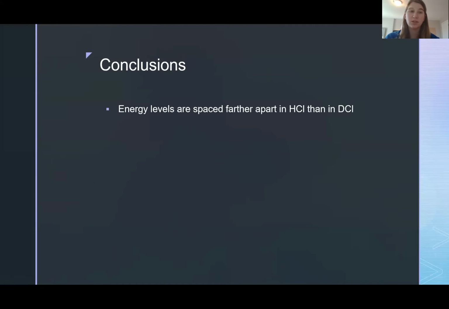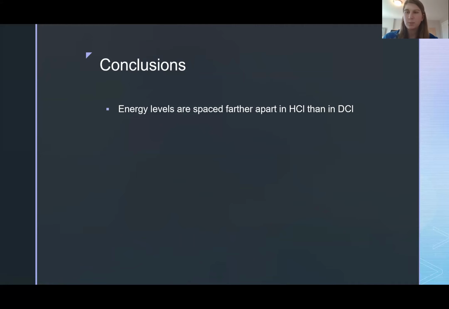So the conclusions that I want to point out one last time are that the energy levels are spaced farther apart in HCl than in DCl. This could be seen on the spectra, looking at the close-ups of the different peaks. It could also be seen in looking at the constants, where all the DCl constants, except for D, which is very small compared to the other constants, are smaller. These values are smaller in DCl.